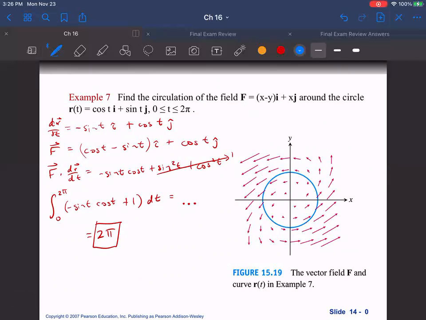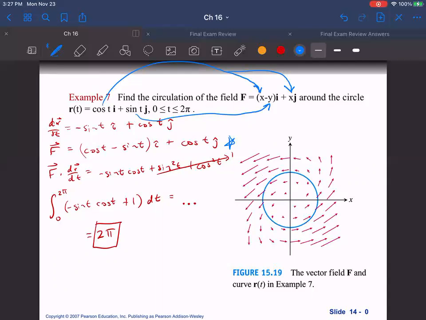All right, next, circulation around a closed loop here. So we're going around this blue circle here. Again, the exact method is the same. So dr dt first, right there, take the derivative, take your function and substitute in. So I'm putting this in for x and over here for x, and I'm putting this in for y right there, and that's giving me this function right there as a function of t.